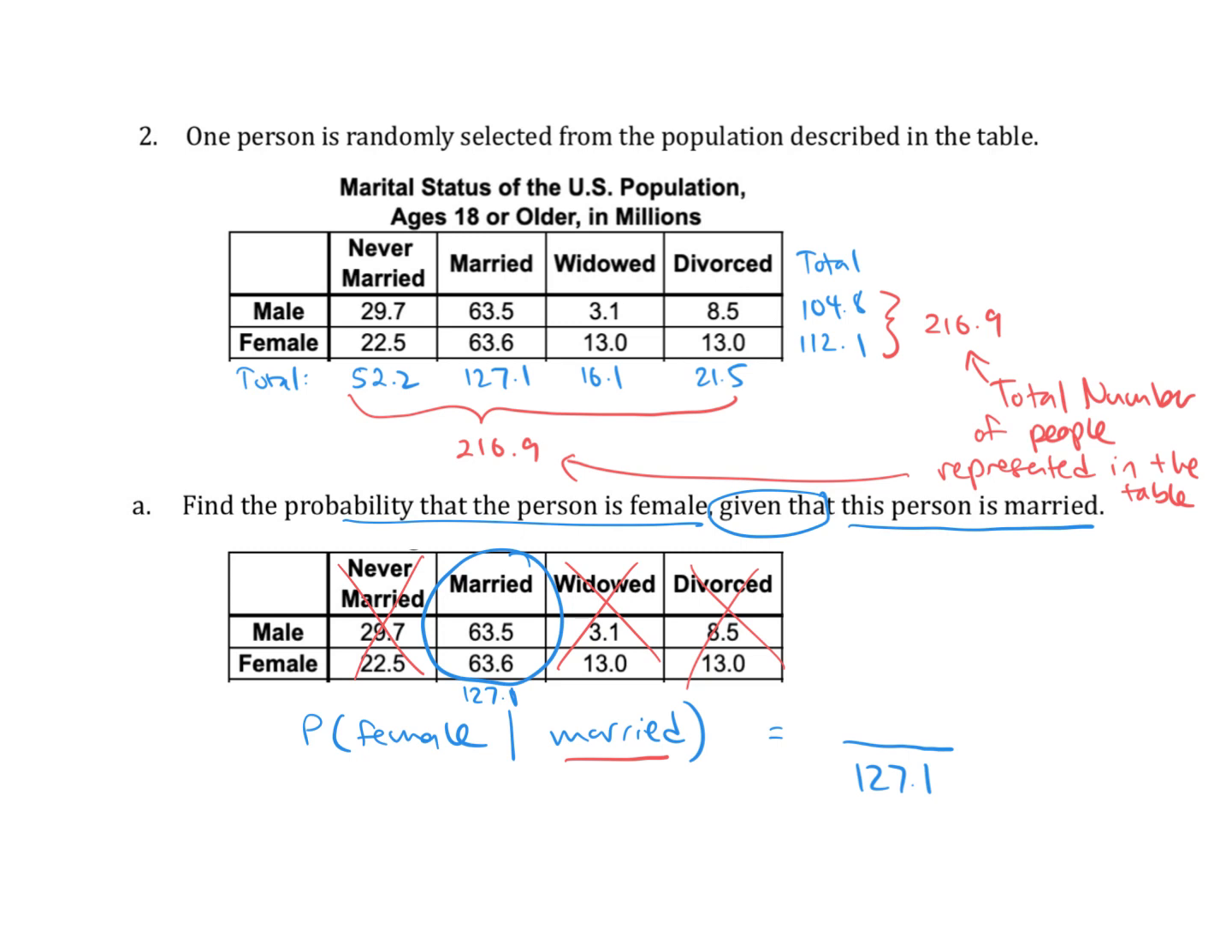So 127.1 is the bottom of my probability fraction. Now we want the probability that the person is female given that they are married. So now I'm going to take the females in that column that are married, and they go on the top. So the bottom is like the total married population, and then on the top it's the married females.